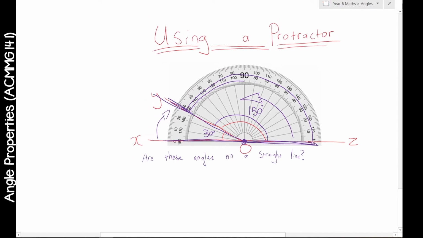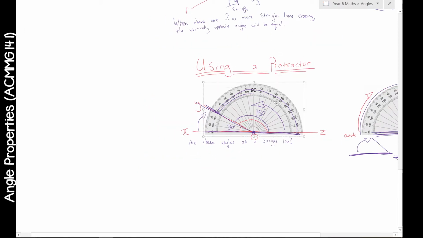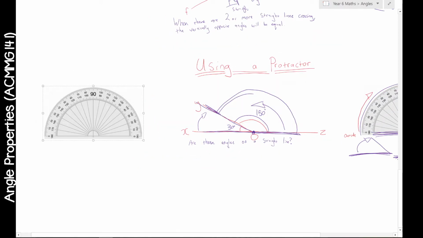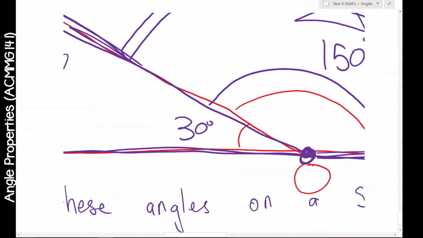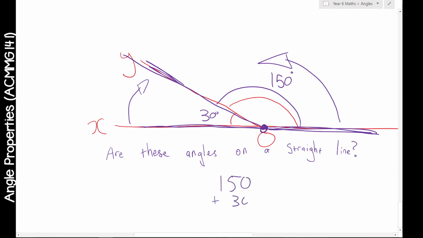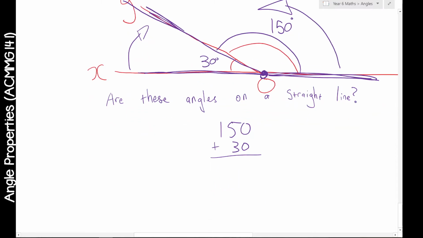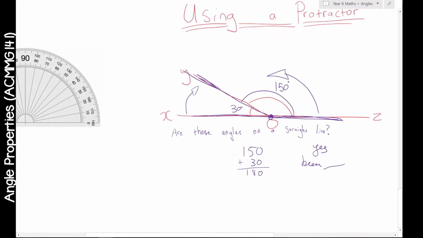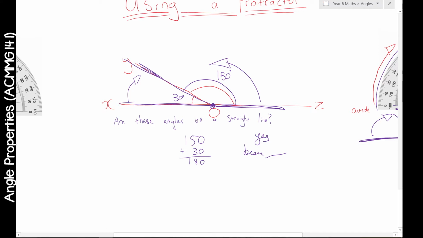Now if I move the protractor away, it's very important to quickly always think, is it on a straight line? So I've got 150 plus 30, and if it equals 180, I know I've made no mistakes. So 5 plus 3 is 8. So 180 is my answer. So yes, it is, because the angles added up together equal 180. So I know that XZ is a straight line.